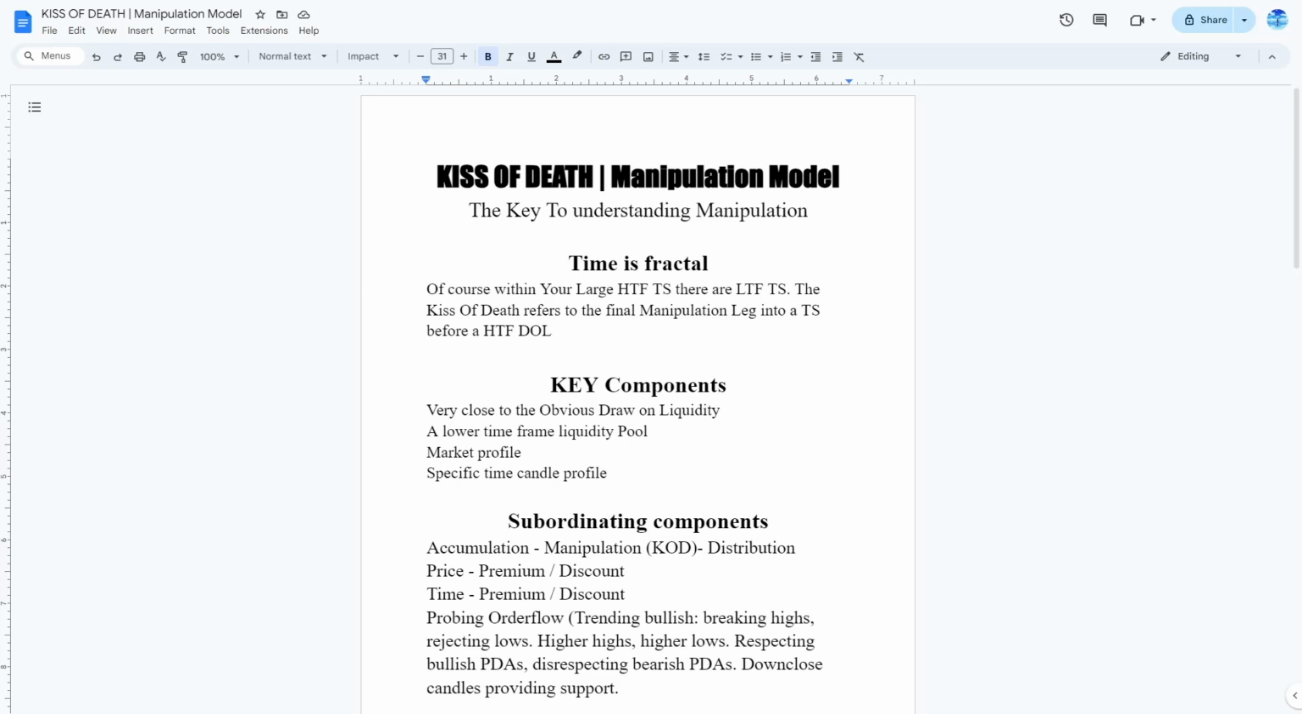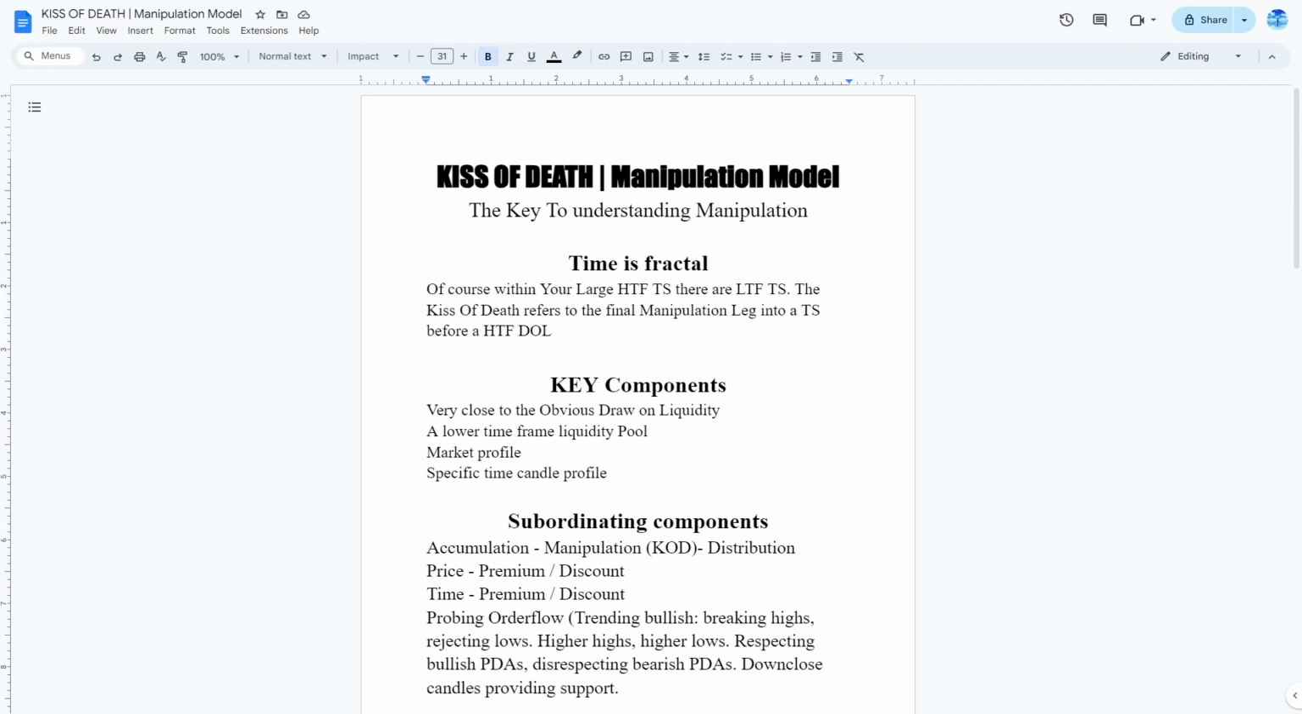All right, after rolling off the market maker model video, I wanted to make a simple manipulation model, almost. Not mine, but I wanted to go over a simple manipulation model, and that's the kiss of death model. Very simple and easy to understand, and it's the key to understanding manipulation. If you can understand the obvious manipulation within a market maker model, you can easily run the market just off the market maker models and the manipulation.